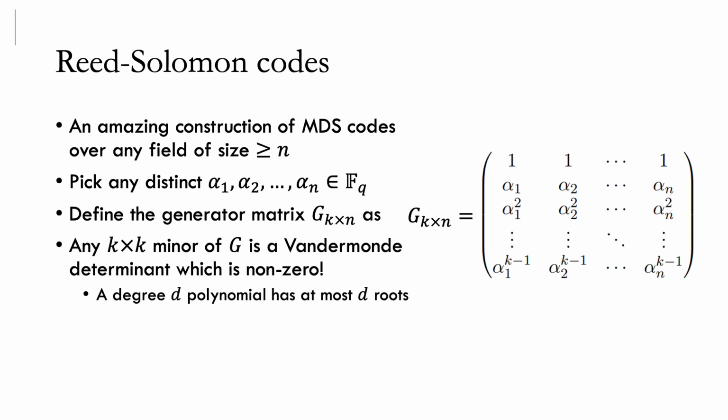And it turns out every k by k subdeterminant is what you would call a Vandermonde determinant, which equals the product of the differences of the elements. And since they're all distinct, this is non-zero. This is related to the fact that a degree d polynomial has at most d roots.